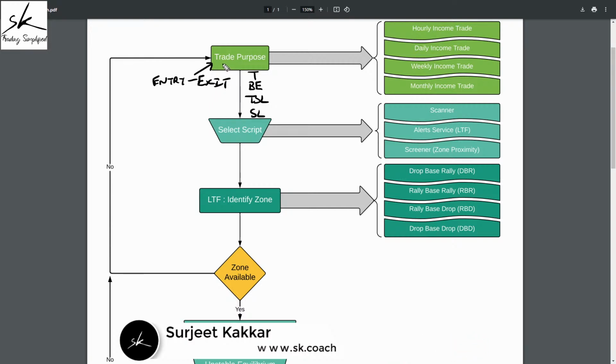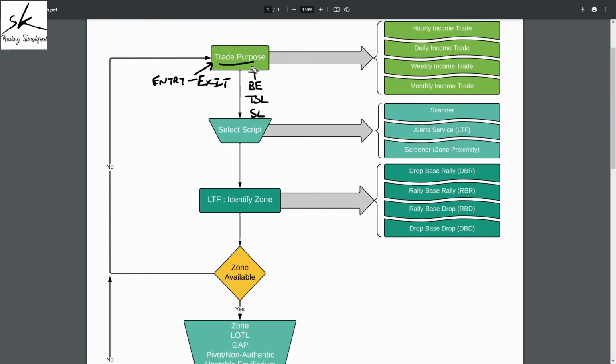So the question is, why are we starting with trade purpose as our step number one? The reason is that whenever we do our analysis, the charts that we use are time-based charts, and we have a number of time frames available to us. So the very first challenge is, out of these many time frames, which time frame should I be using for my analysis? That's the very first challenge.